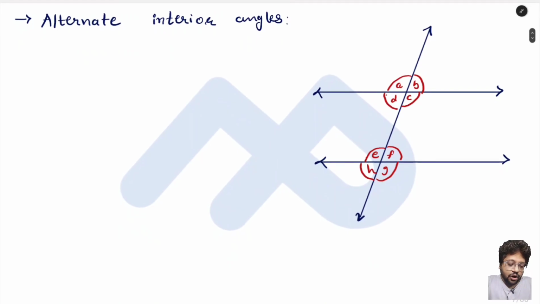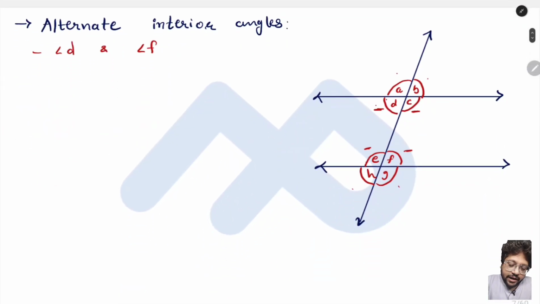Then there are alternate interior angles. Now if you see, out of these 8 angles, these four, D, C, F and E, are interior angles, and A, B, G and H are exterior angles. Out of these four interior angles, if I take a pair of alternate interior angles, they are angle D and angle F, basically on the opposite sides and interior. Similarly, angle C and angle E.